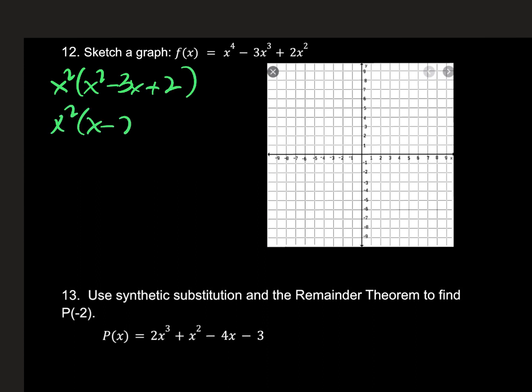Factor what's in the parentheses, x minus 2, x minus 1. So my zeros are at 0, 2, and 1. That's really close together right there. It was a 4th degree at first, and so it was even and positive, so both ends go up. This bounces off the 0, goes back down, goes back up, and there you have it.